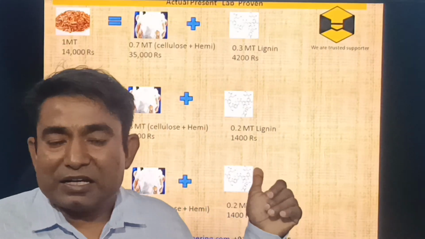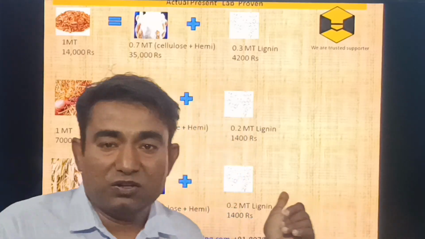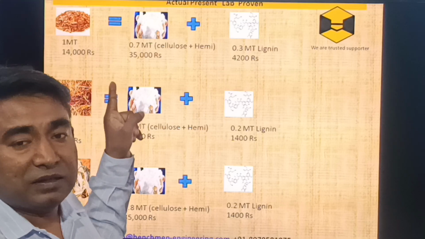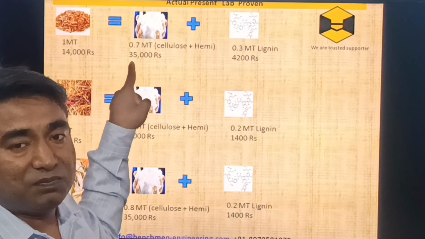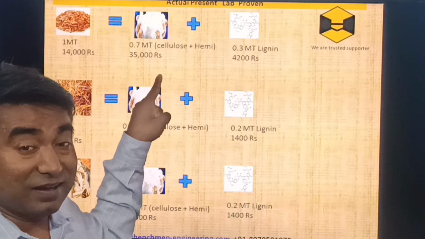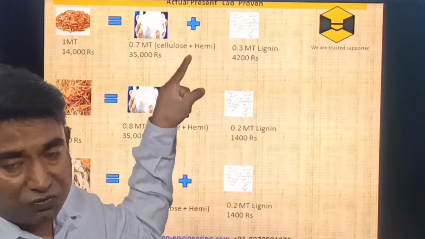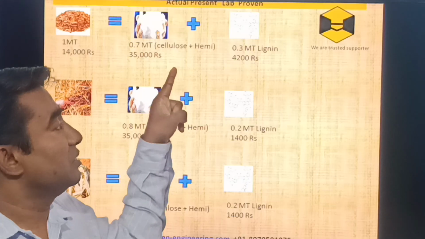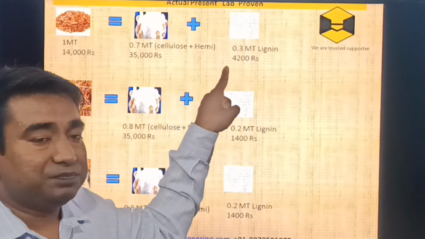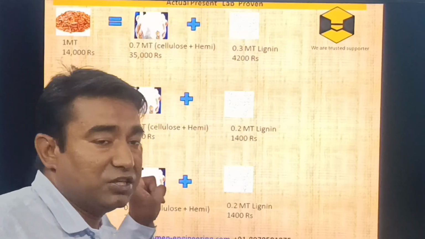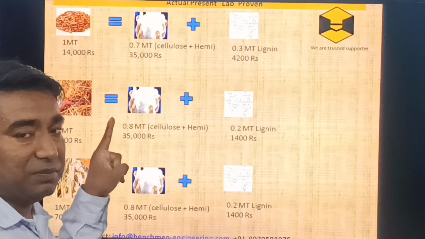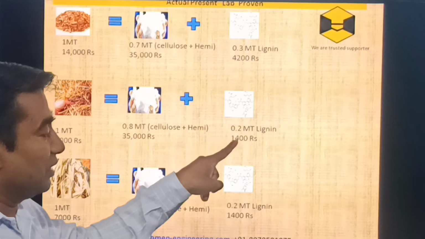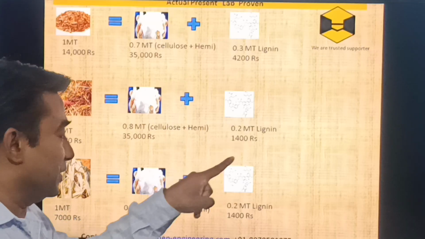If you have purchased wood chips worth 14,000, you will find there is 35,000 worth of pulp, cellulose and hemicellulose, as per the lab. If you go for testing, you will find that 70% is cellulose and hemicellulose and almost 30% is lignin. In the case of wheat straw, cellulose is 80%, worth 35,000, plus the lignin value will be 1,400 rupees.